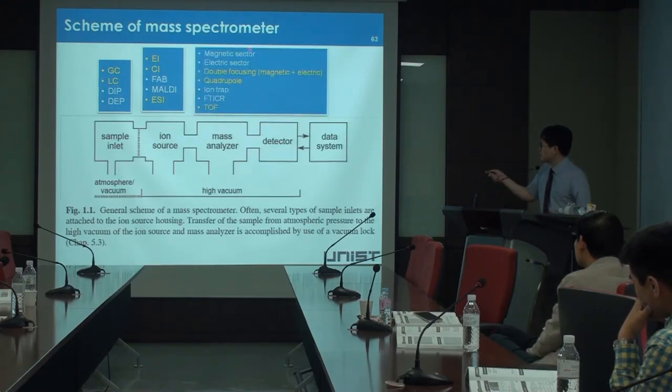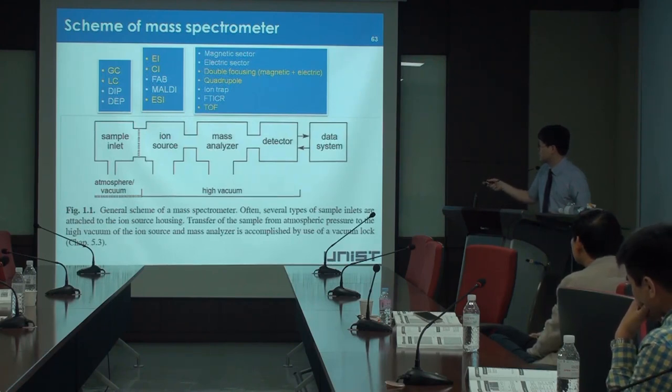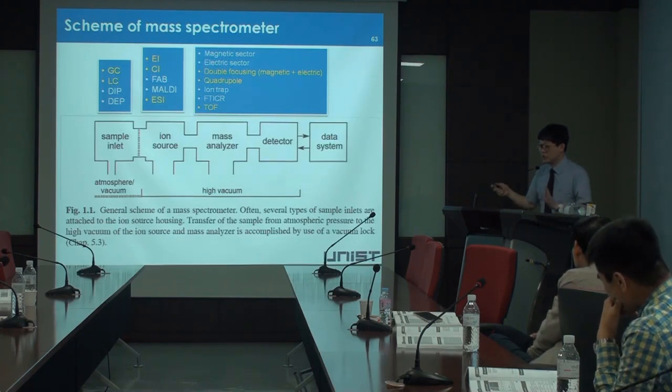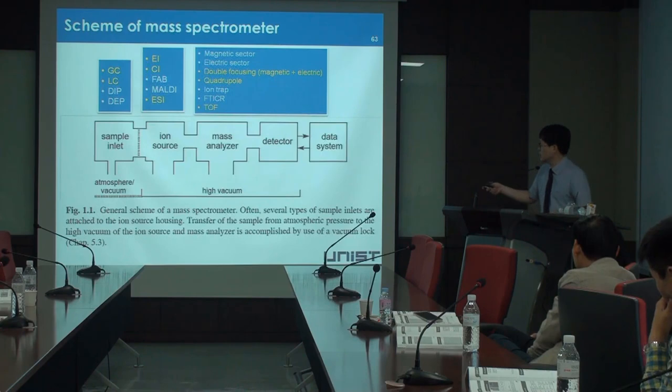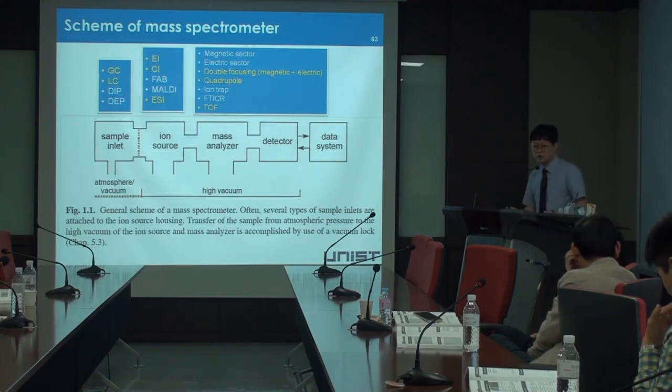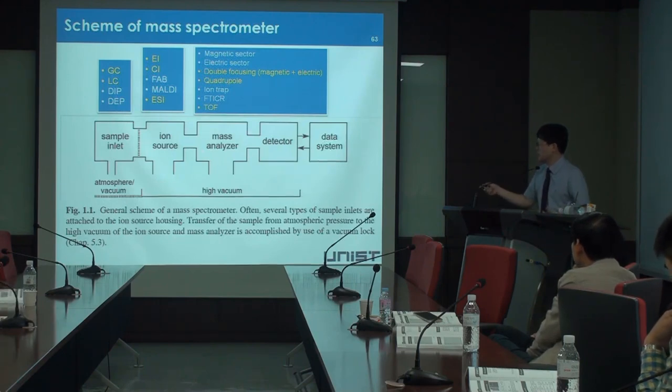And for the mass analyzer, there is the magnetic sector, electric sector, and double focusing, which is a combination of magnetic and electric. And quadrupole, this is one of the widely used, benchtop, small scale GC-MS. And ion trap, IT. And Fourier transform, ICR. And TOF, time of flight. So there are many combinations of mass analyzers.